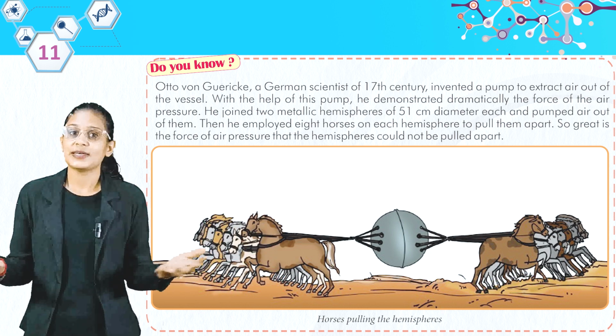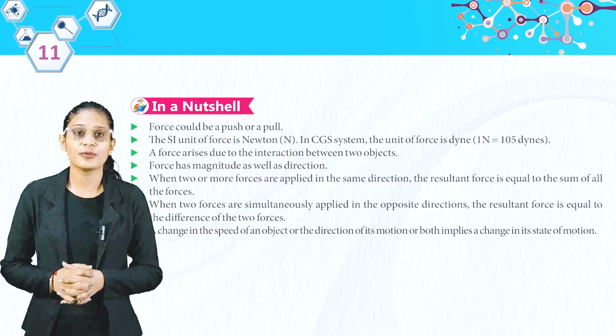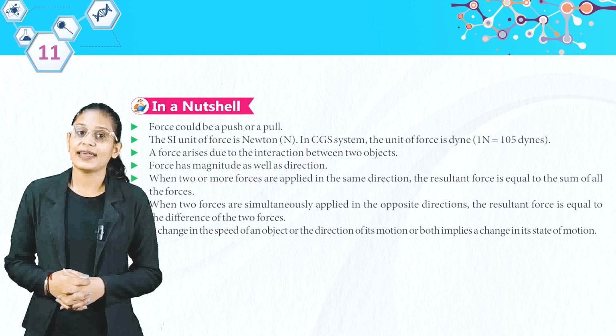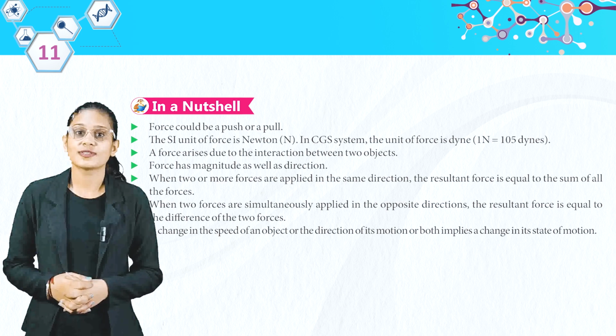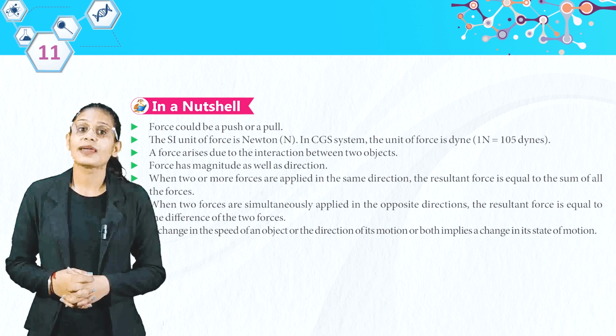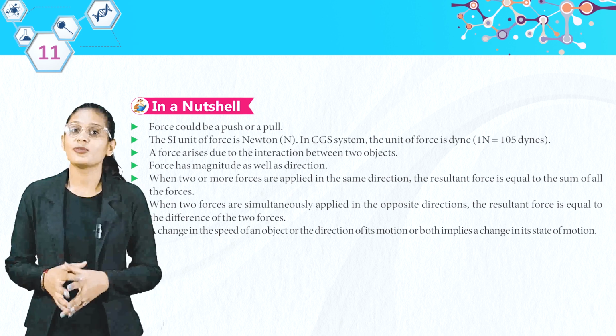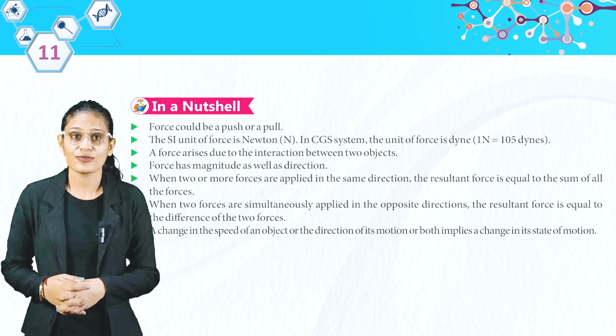Now what we learn in this chapter, we are going to discuss it in a nutshell. Force could be a push or a pull. The SI unit of force is Newton. In CGS system, the unit of force is dyne. 1 Newton is equal to 10^5 dynes. A force arises due to the interaction between two objects. Force has magnitude as well as direction.